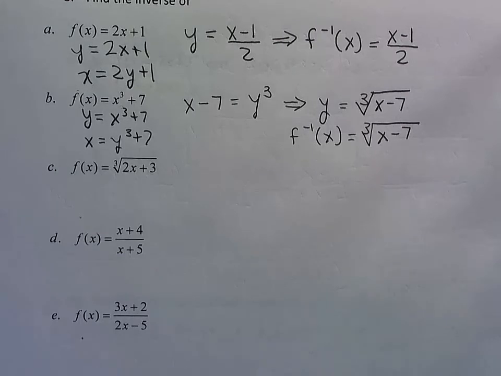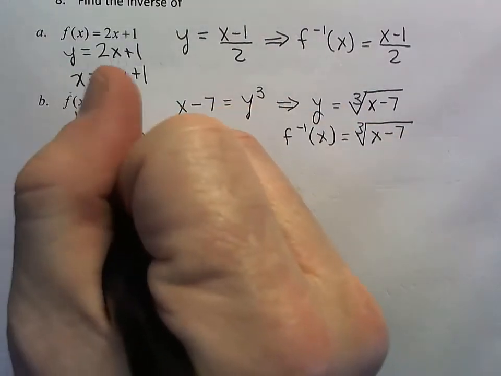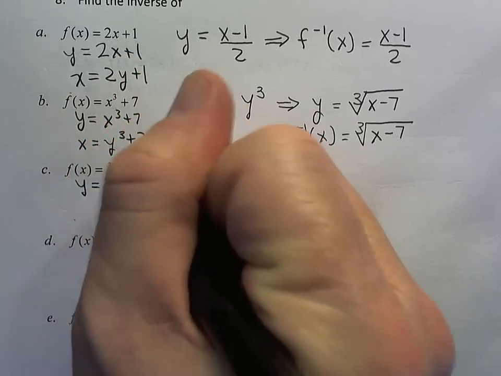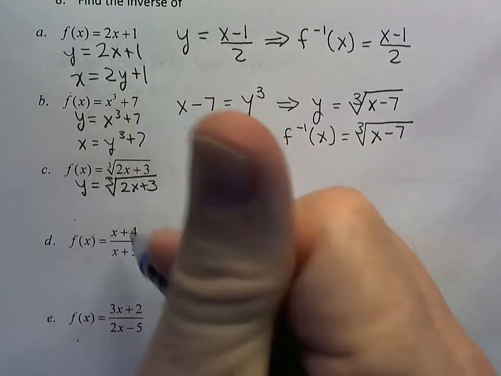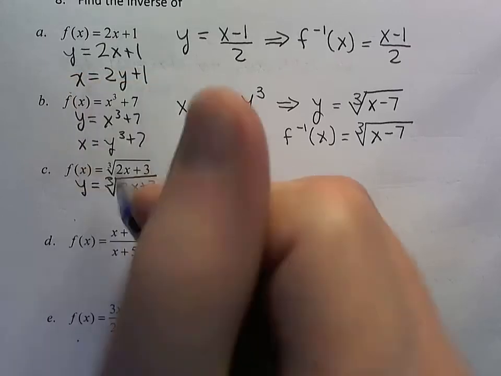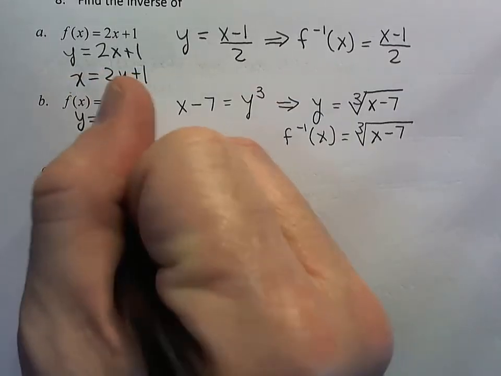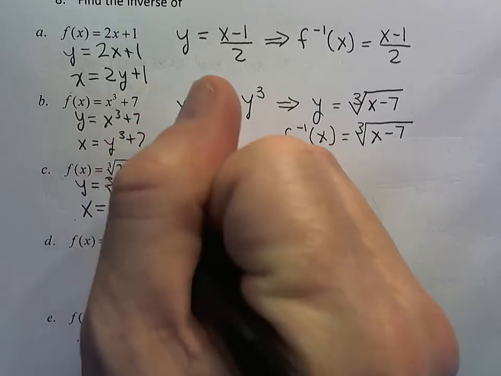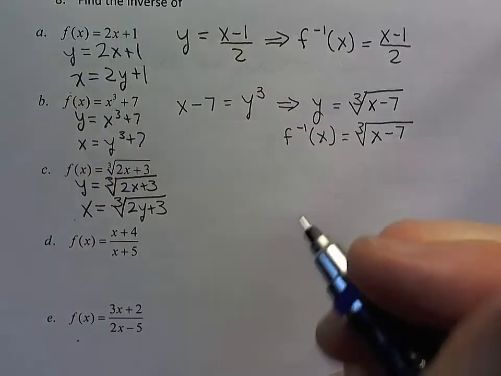Okay. Now we go to the next one. We have y equals the cube root of 2x plus 3. Now I'm going step by step here. You don't have to do this part. You can just immediately jump into interchanging the variables and then solving for y.